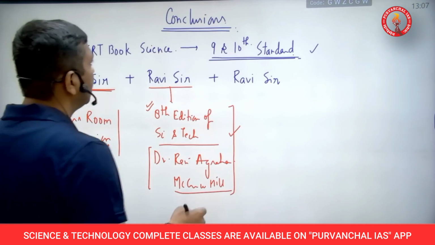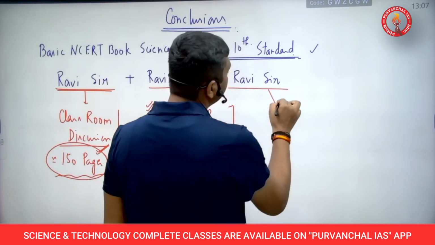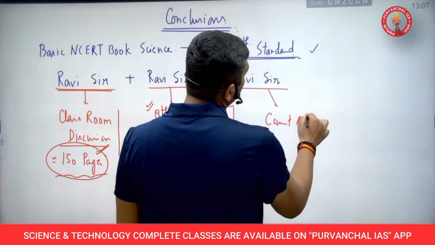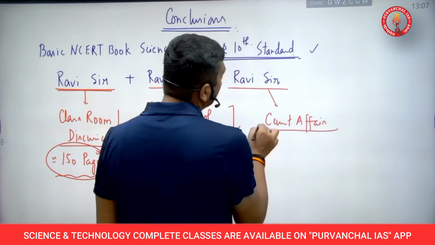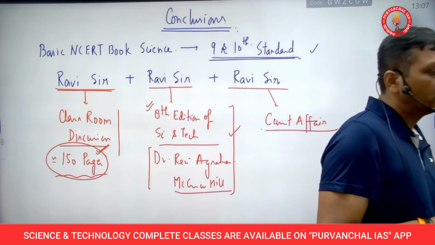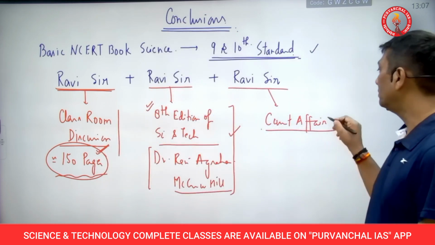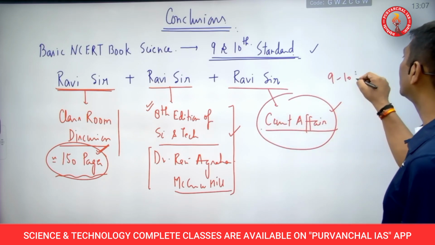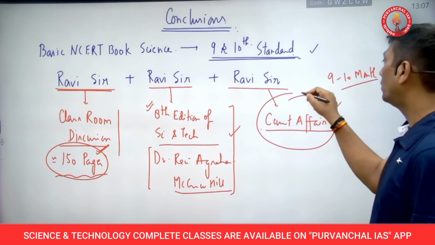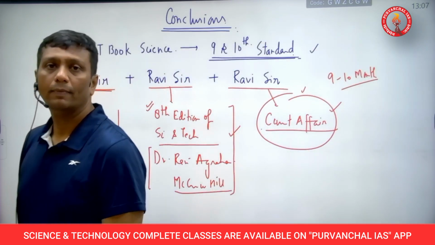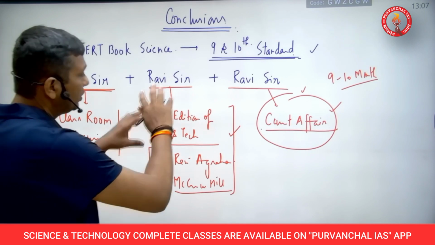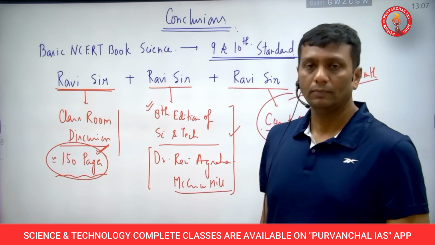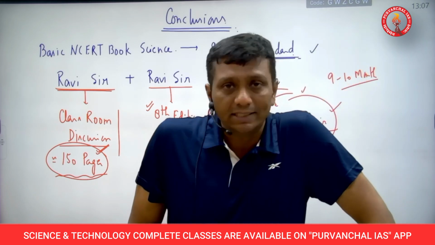Now the question is, what is the third Ravi sir? Third Ravi sir means current affairs. Slowly and gradually I'll provide you some current affairs classes, so that you don't miss out at the last moment. Whatever developments happen in the last 9 to 10 months in current updates, I will also share with you. And on that basis, you can complete the entire science, guys.